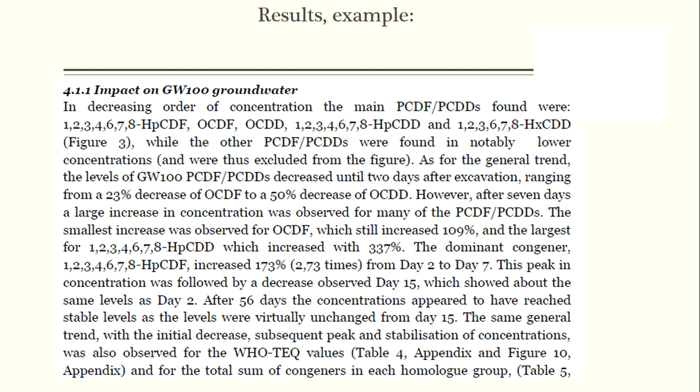And here you have an example. There might be a lot of abbreviations that you're not familiar with, but it's pretty much stating, referring to data in the decreasing order of concentration they were found to be, so we list these in decreasing order, while the others were found in notably lower concentrations and were thus excluded from the figure. As for the general trend, the levels were decreased, so we're describing the trends that we can see. However, after 7 days, a large increase in concentration was observed for many of these compounds. The smallest increase was for one of them. So we're going through what the results were, but not why.